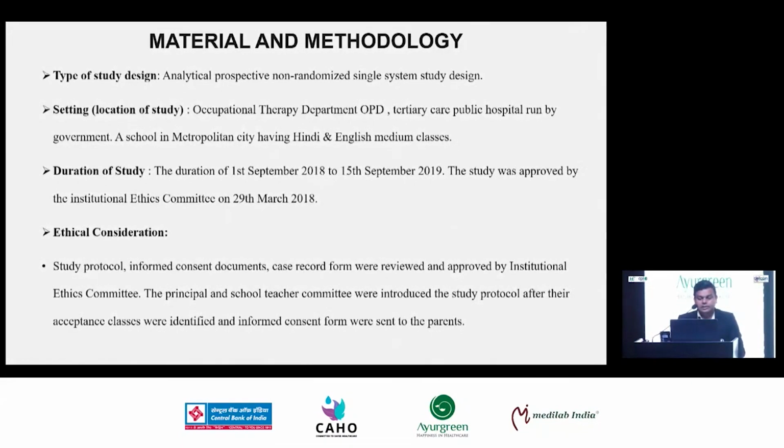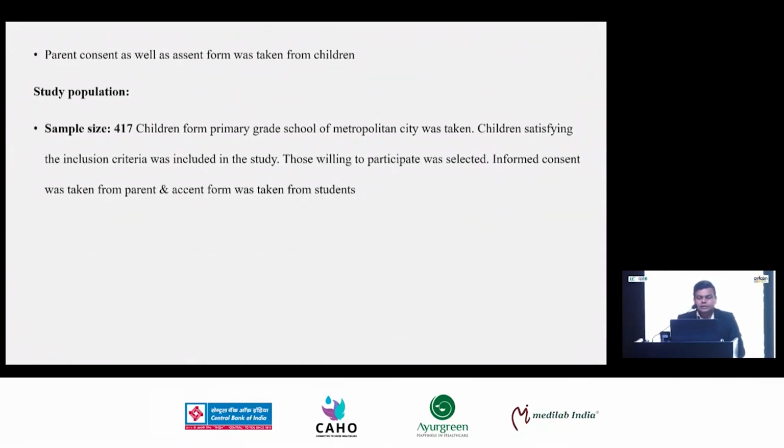Ethical consideration: study protocol, informed consent, documents and case record form were received and approved by the ethics committee, and the principal of the school and teachers were informed about the protocol of the study, and after the acceptance of their letter, we conducted the study. Parent consent and an assent form from the children were taken. Study population: 417 children from primary grade school were included in the study.